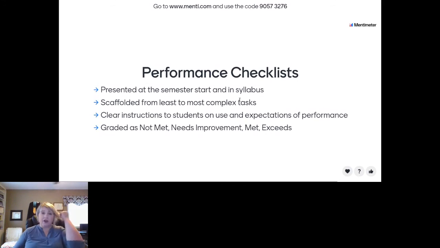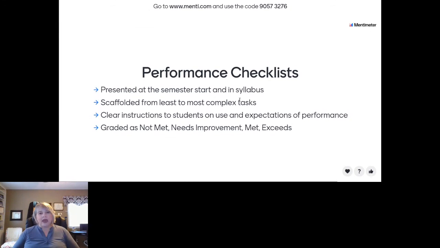Now, in healthcare, most of our tasks are whole tasks comprised of a lot of parts. So it takes a significant amount of time to refine that skill set. Why would we expect our students not to have the same opportunity in our classes? So we scaffold these part tasks from least complex to most, and we provide students clear instruction on how to use these performance checklists. When they're ready to demonstrate their skill set, they let me know. If they need improvement, I mark needs improvement, document what needs to be done, and let them try again.